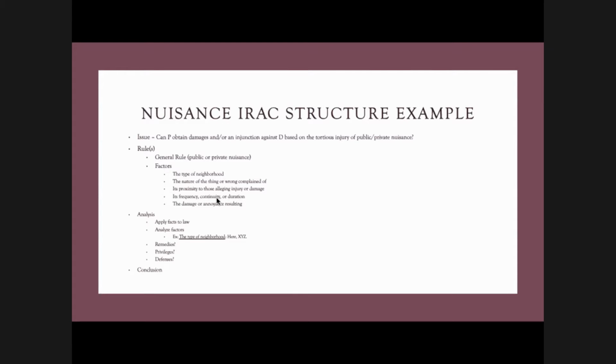And then you have your factors, and obviously you want to list those out under the rule section. So for your analysis, you want to apply your facts to the law. Let's say, for example, you have a private nuisance and you're analyzing a couple of elements. We said there's about three. You first want to talk about whether there is an interest in the land by the plaintiff. Let's say there isn't. You still want to go through all the analysis.